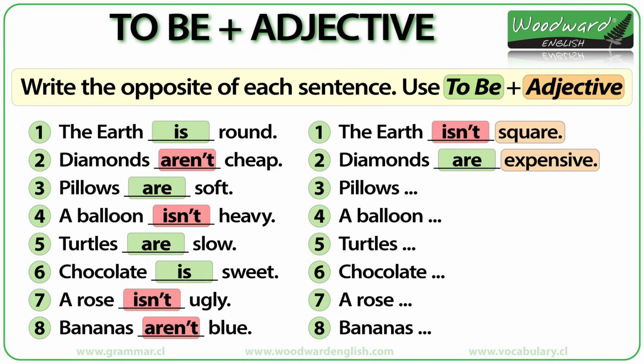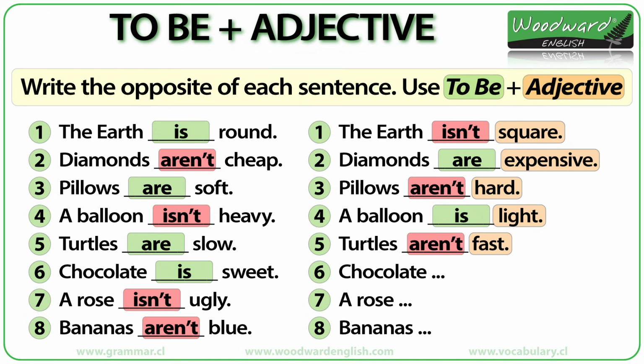3. Pillows are soft. Pillows aren't hard. 4. A balloon isn't heavy. A balloon is light. 5. Turtles are slow. Turtles aren't fast. 6. Chocolate is sweet. Chocolate isn't sour.